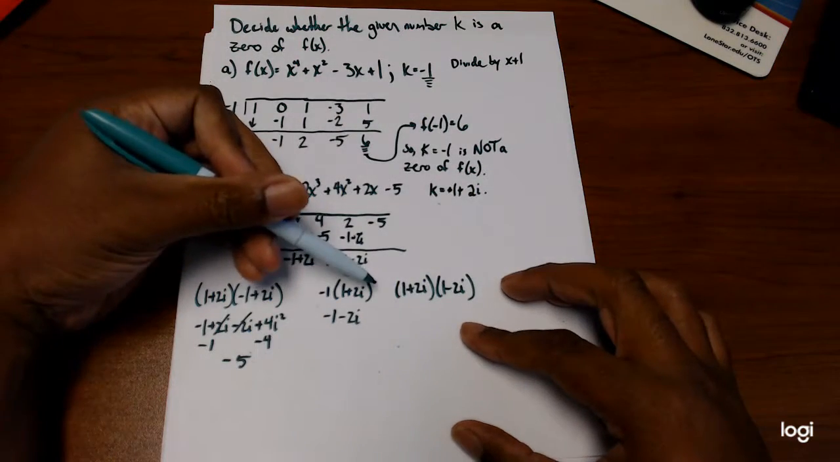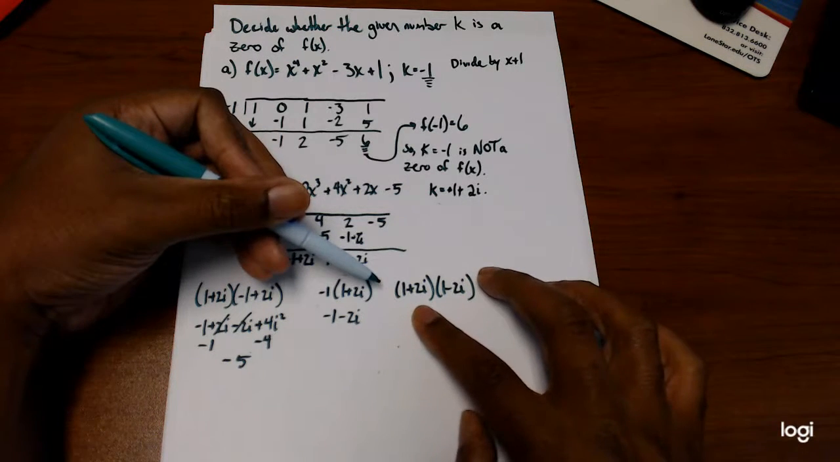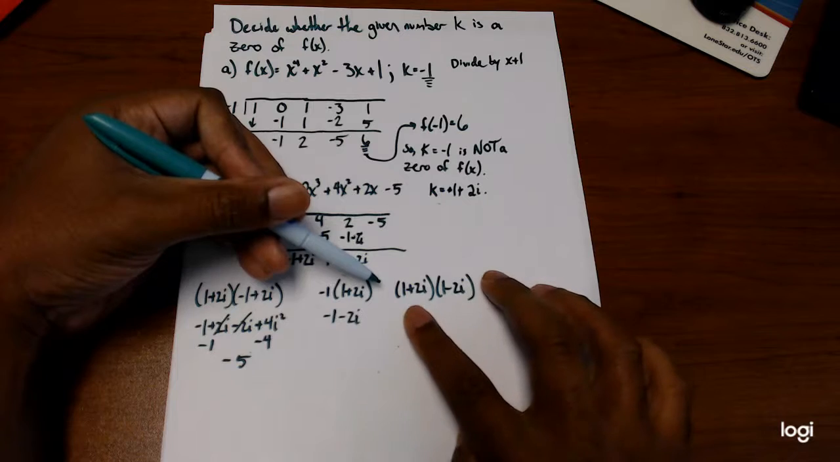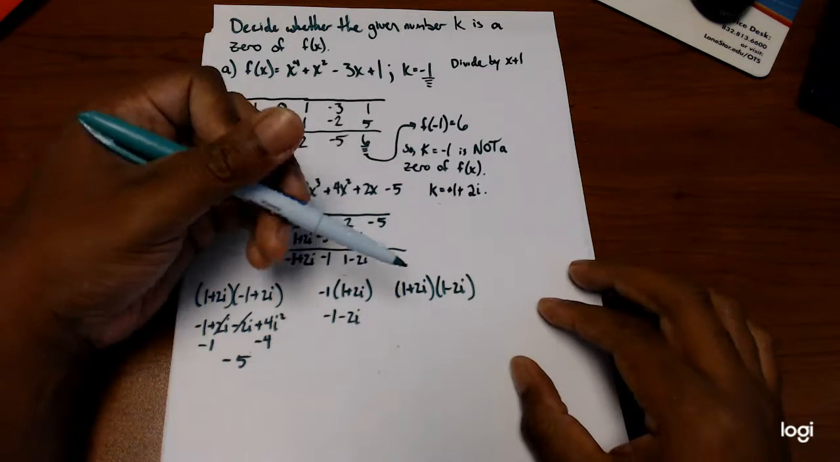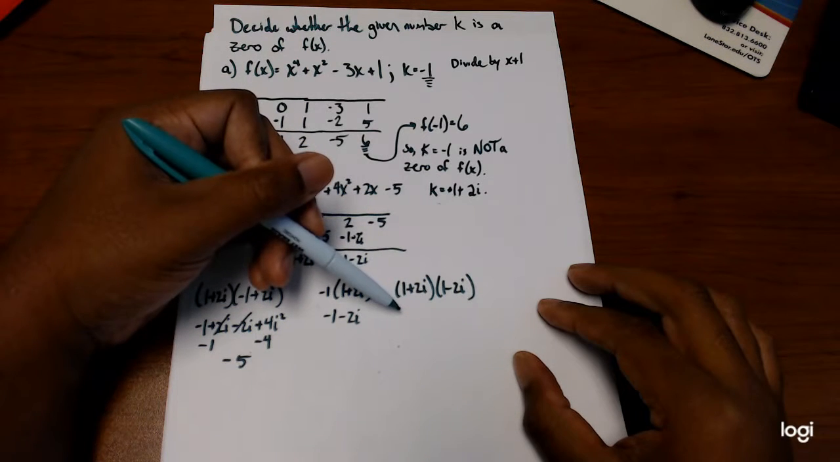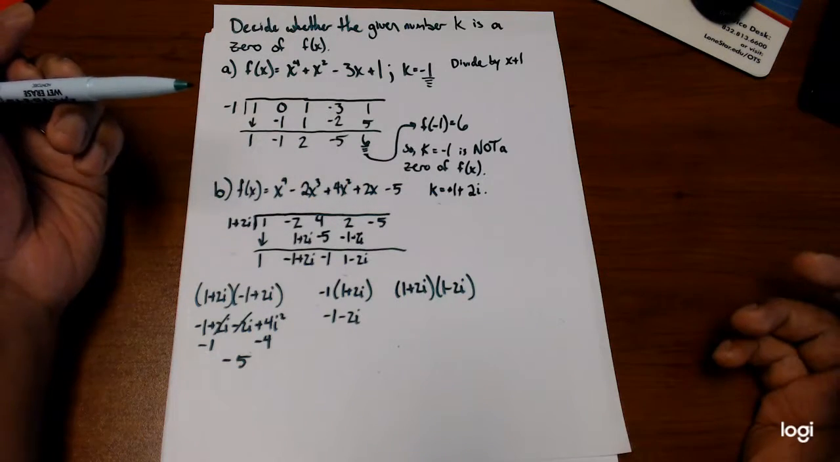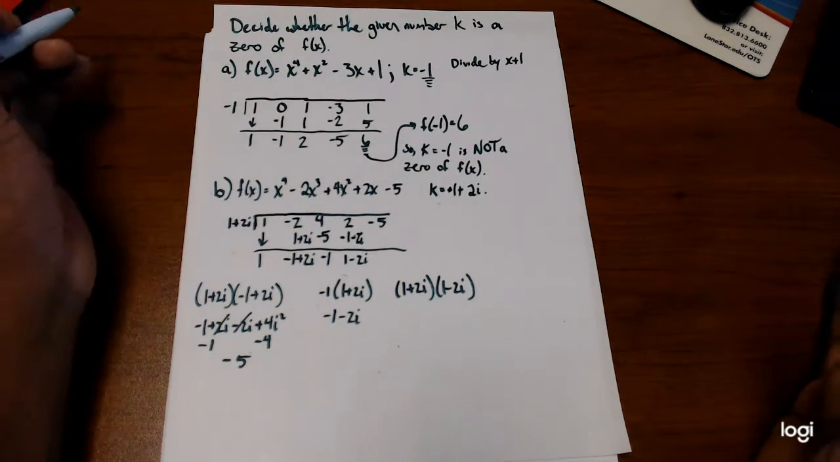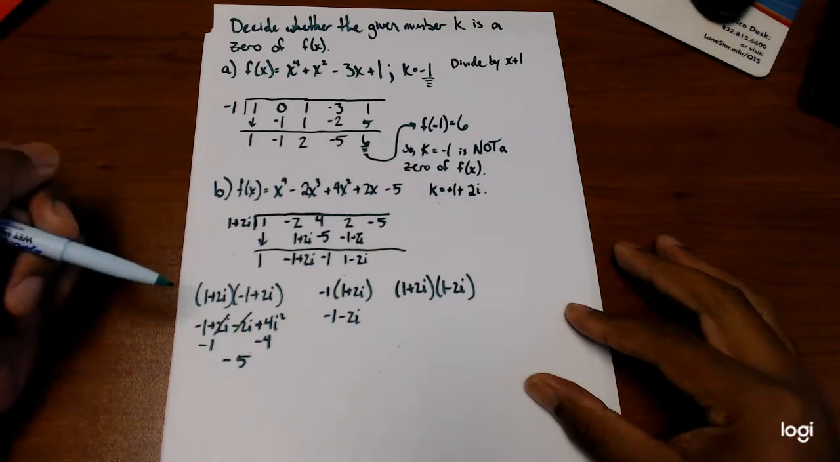Now, these are conjugates, and hopefully you saw this at some point. If we multiply conjugates, a plus bi times a minus bi, we're going to end up with a squared plus b squared. So in this case, we should end up with 1 squared plus 2 squared. 1 squared is 1, 2 squared is 4, so we should end up with a 5. But if you don't remember seeing anything like that, let's just go ahead and multiply this the way we multiplied this one right here.